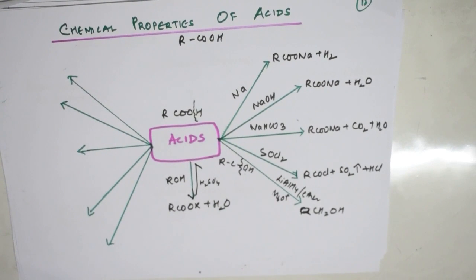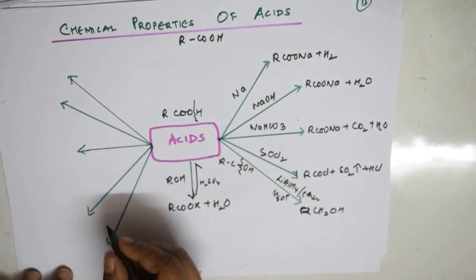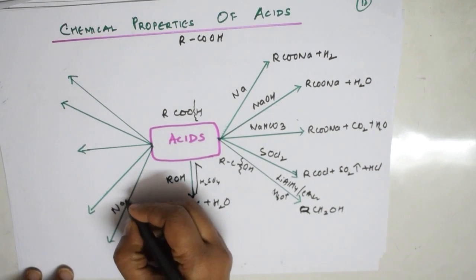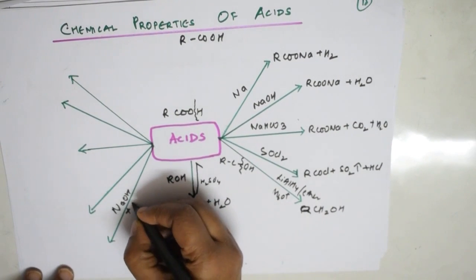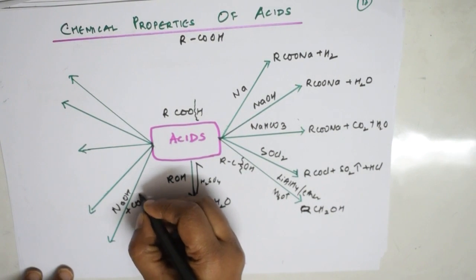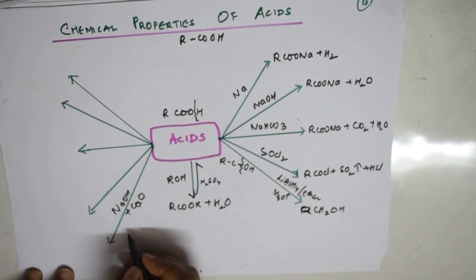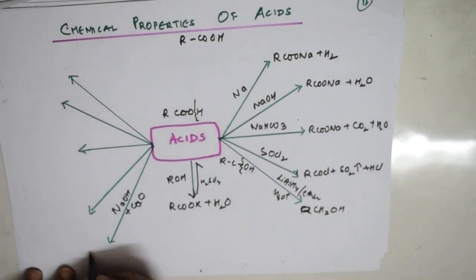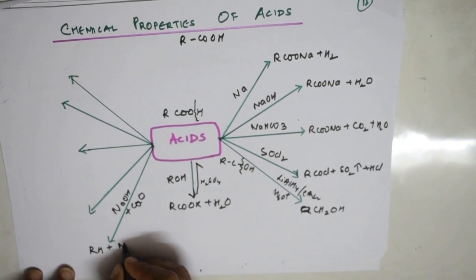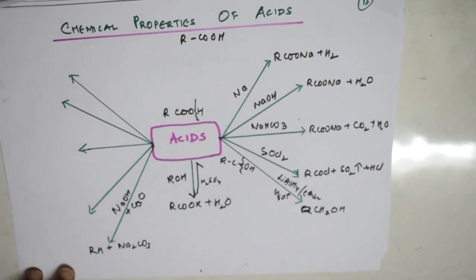Further, I'll be doing one decarboxylation reaction. For that, what do you require? You require sodium hydroxide and calcium oxide. This takes out the carbon dioxide, and in the presence of sodium hydroxide and calcium oxide, you'll be getting a hydrocarbon and sodium carbonate.